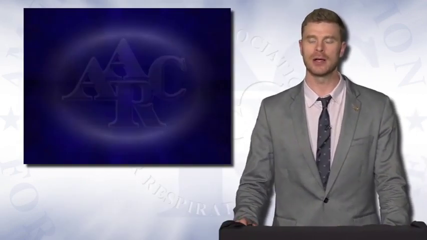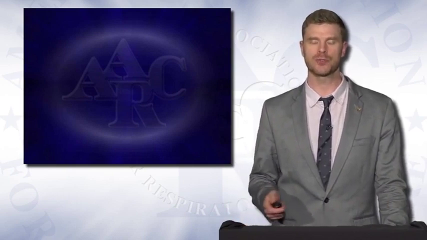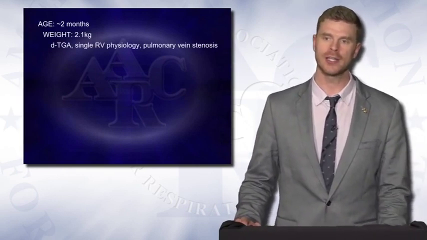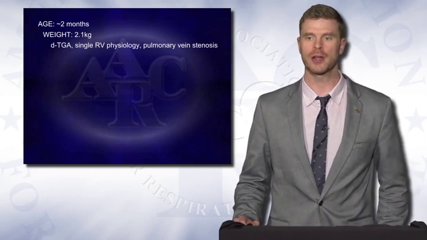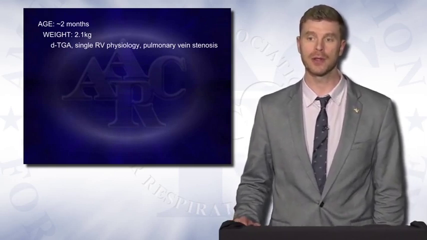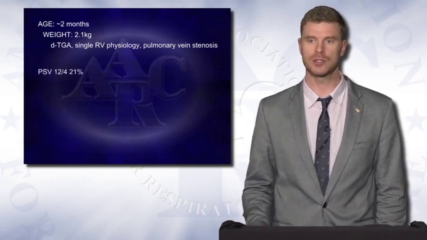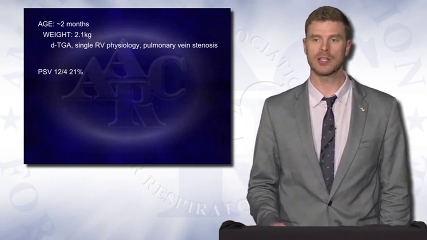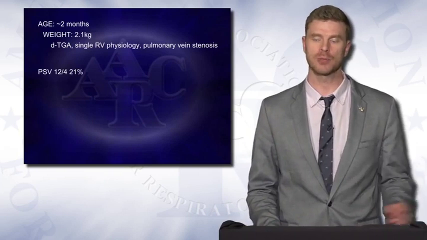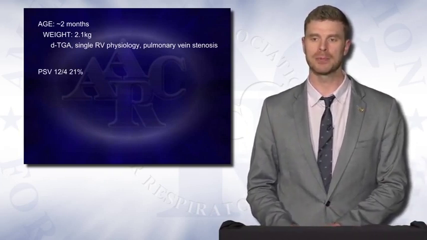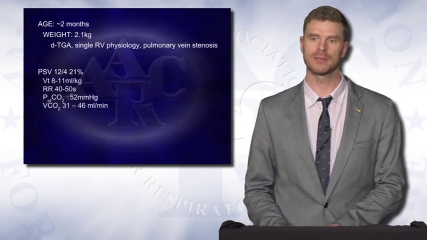This is a real case from our ICU, and I'm going to use that as an illustration for the next portion of the discussion. This patient was approximately 2 months old, weighed 2.1 kilos, and had transposition of the great arteries, admitted to our cardiac intensive care unit. He had single right ventricle physiology and pulmonary vein stenosis, and was on a spontaneous mode of mechanical ventilation. Pressure support ventilation, 12 over 4 centimeters of water, PEEP, with an FiO2 of 21%.